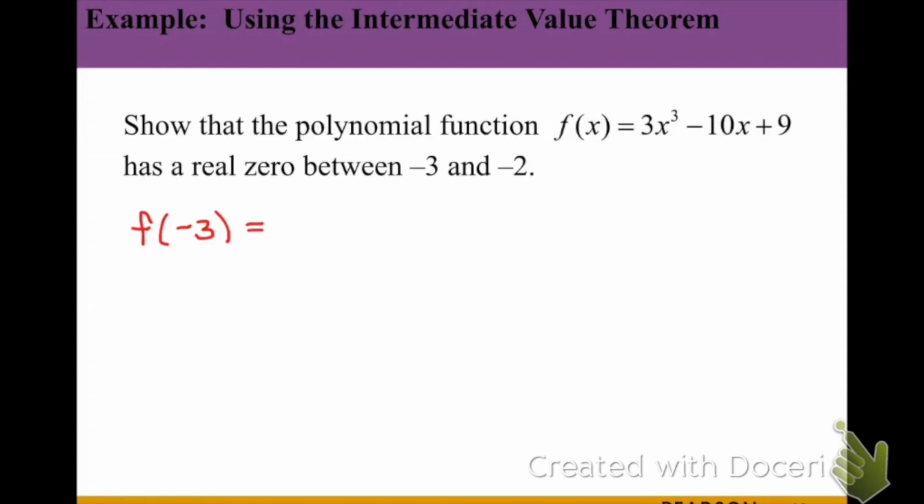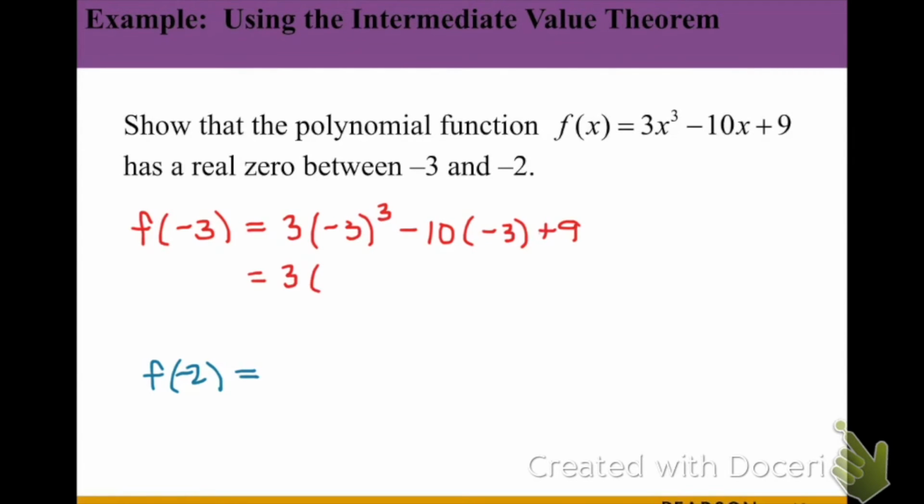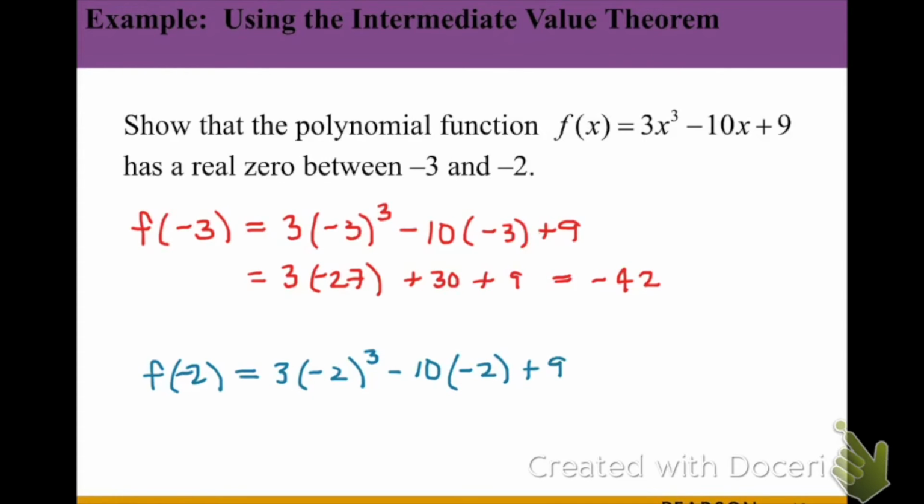First off, let's find f(-3). If we do that, we get 3 times -3 cubed minus 10 times -3 plus 9, and that gives us -42, a negative number. But then if we also evaluate f(-2), we get, in this case, a positive 5. So that means since we have -42 for f(-3) but a positive 5 for f(-2), there must be a real zero between -3 and -2.